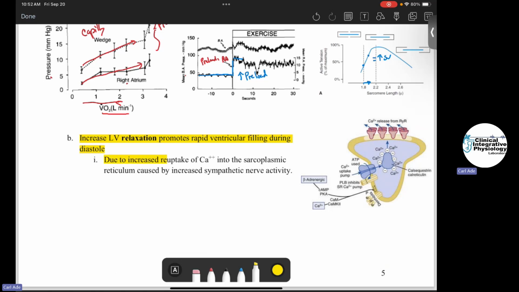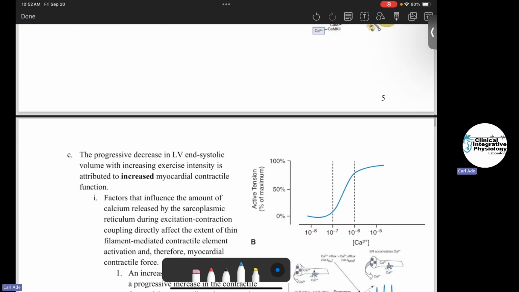And this is due to reuptake of calcium into the sarcoplasmic reticulum. Again, remember we mentioned that the sympathetic nerve activity, these are beta-adrenergic, things like norepi, our sympathetic nerve activation, bind to that beta-adrenergic receptor. That phospholamban allows for this channel to take up that calcium. That means improved relaxation and better filling during exercise.